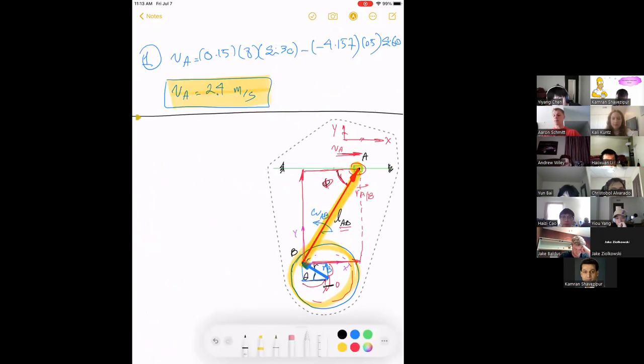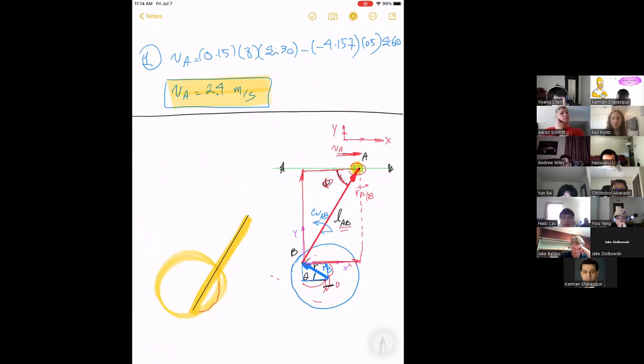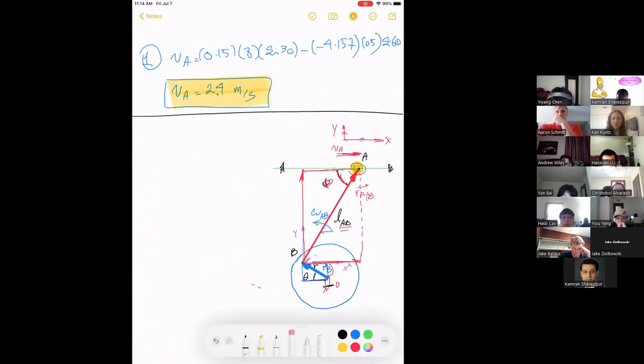Okay. And let's get rid of some of this stuff. Okay. So this was my mechanism, right? The blue vector here, then the red vector here, and this green slider. Okay.